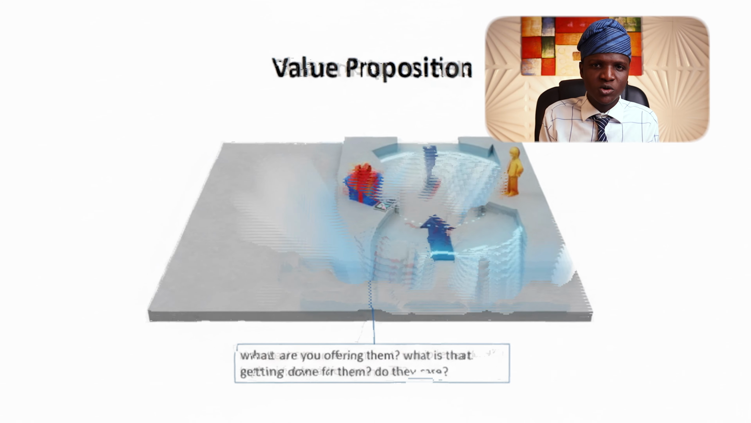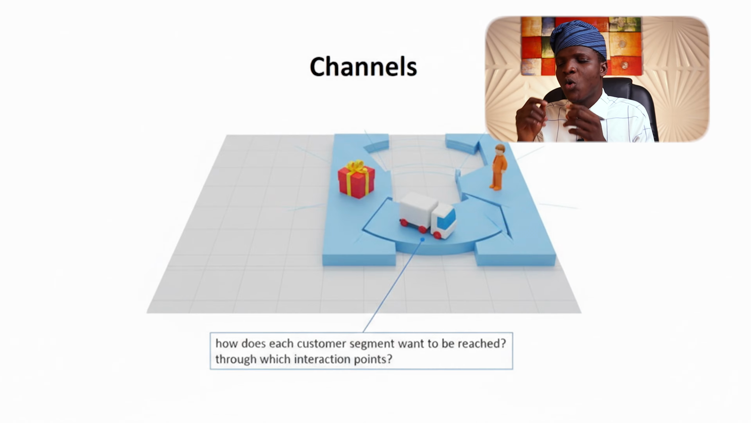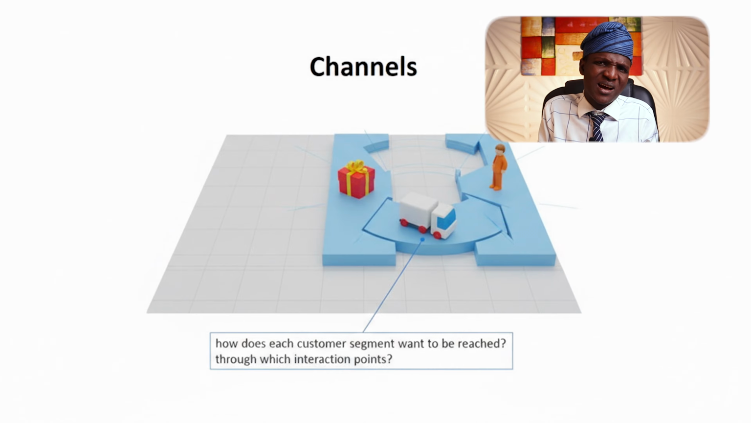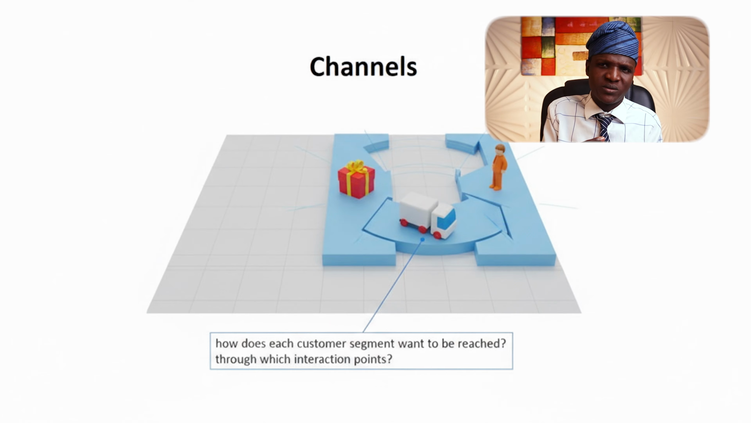And the third part of the puzzle is what we call channels. This shows how each customer segment wants to be reached, through which interaction points. You need to understand how every customer wants to be reached. Some people want to be reached online, while some want to be reached offline. Some people want to be reached on LinkedIn, while some on YouTube. Some on Google, while some on Instagram.